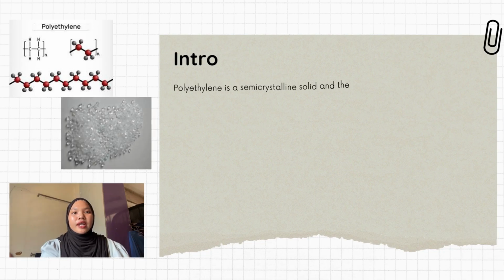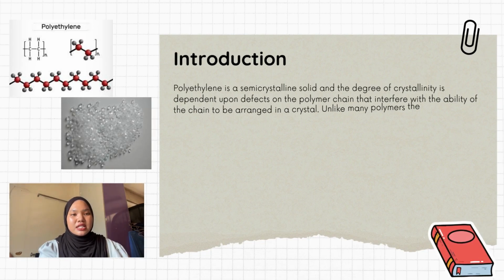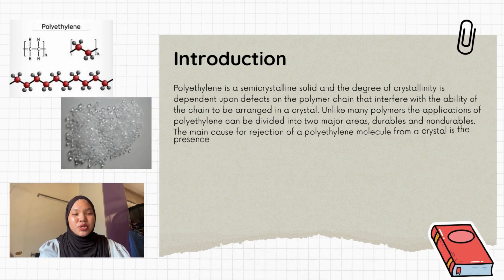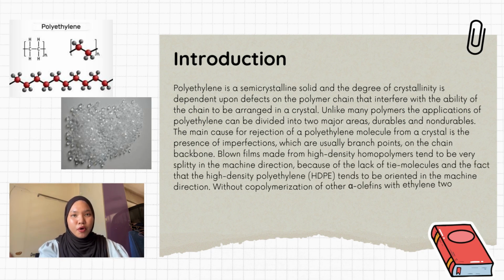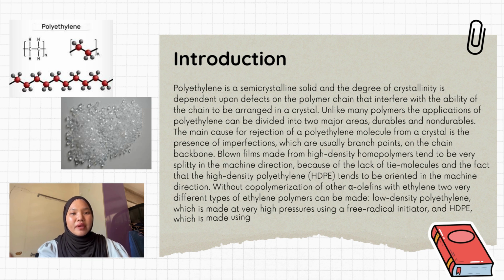I want to talk about polyethylene. Polyethylene is a semi-crystalline solid and its crystallinity depends on defects in the polymer chain, like branch points, that prevent it from forming a crystal. Polyethylene is used in two main areas, which are durable and non-durable products.